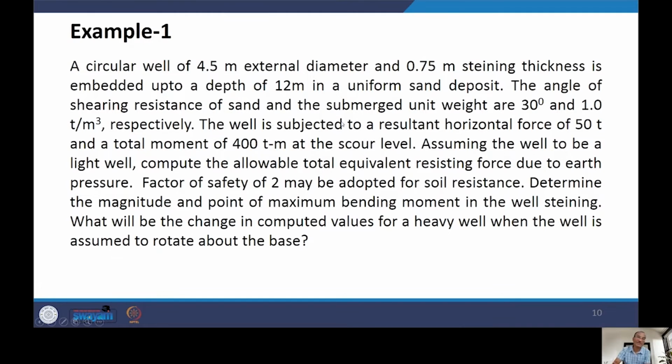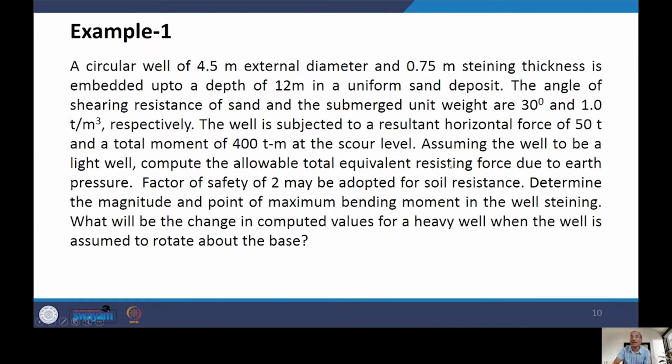The angle of internal friction of sand and the submerged unit weight are given as 30 degree and 1 ton per meter cube respectively. The valve is subjected to a resultant horizontal force of 50 ton and total moment of 400 ton meter at scour level. So it is subjected to horizontal force as well as moment.